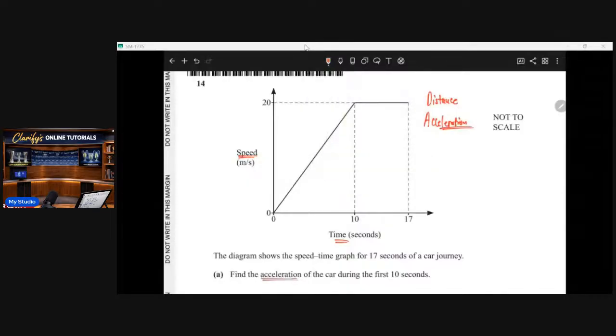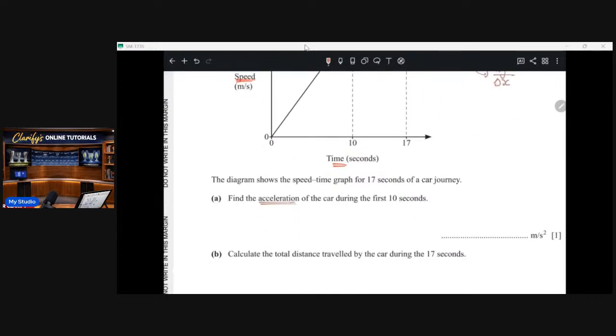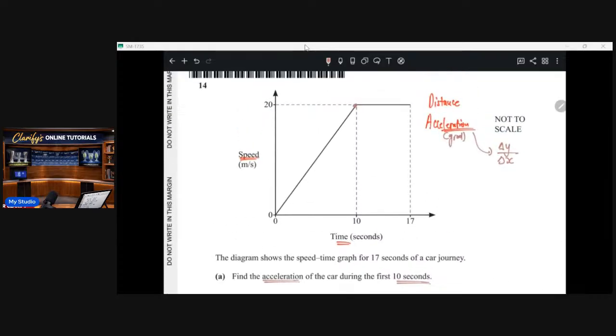Acceleration is the gradient, which we know you find by saying change in y over change in x. This is acceleration, change in y over change in x. So the first 10 seconds, all right. We pick a point. This point becomes x2, y2. Then you pick another point here. It becomes x1, y1, like this.